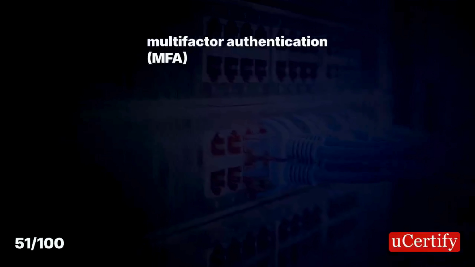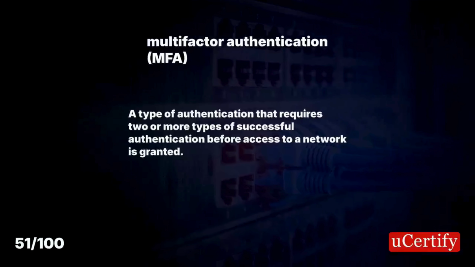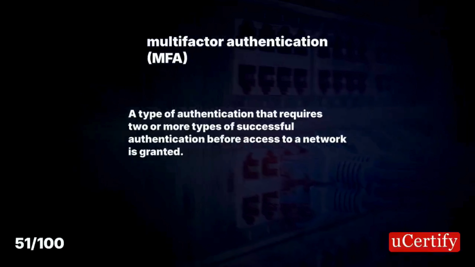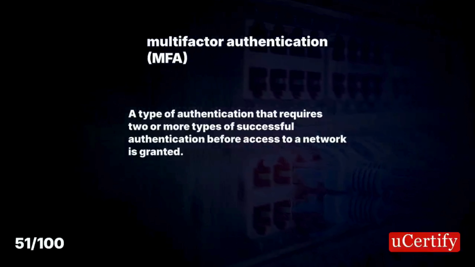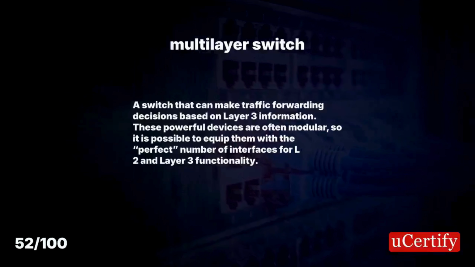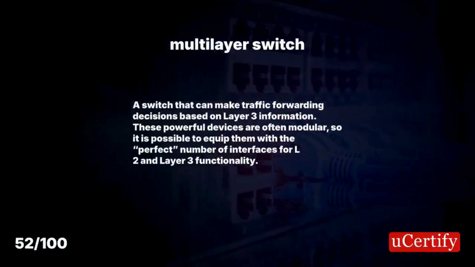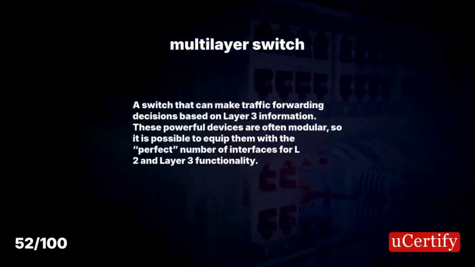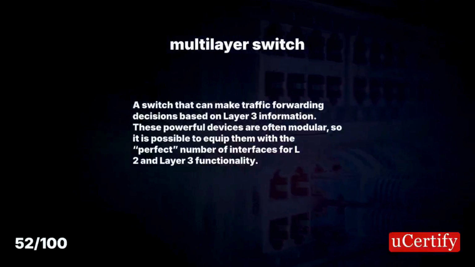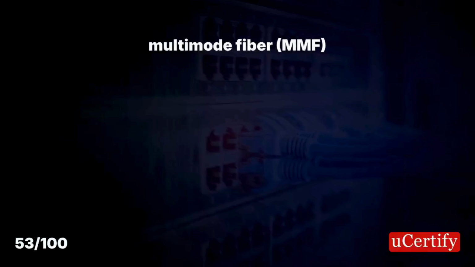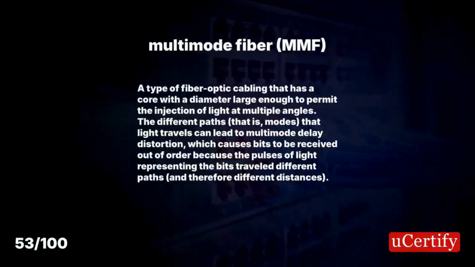Term: multi-factor authentication, MFA. Definition: a type of authentication that requires two or more types of successful authentication before access to a network is granted. Term: multi-layer switch. Definition: a switch that can make traffic forwarding decisions based on Layer 3 information. These powerful devices are often modular, so it is possible to equip them with the perfect number of interfaces for Layer 2 and Layer 3 functionality. Term: multimode fiber, or MMF.